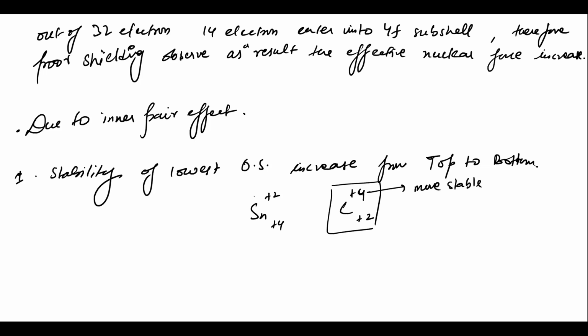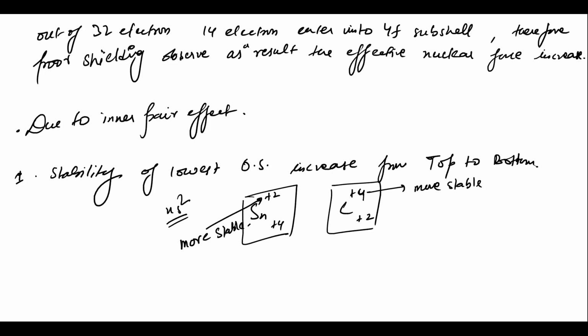Okay, but as we go down the group, the +2 oxidation state becomes more stable, because the ns2 electrons are not participating. That's why we say that this +2 oxidation state will be more stable. Understood?